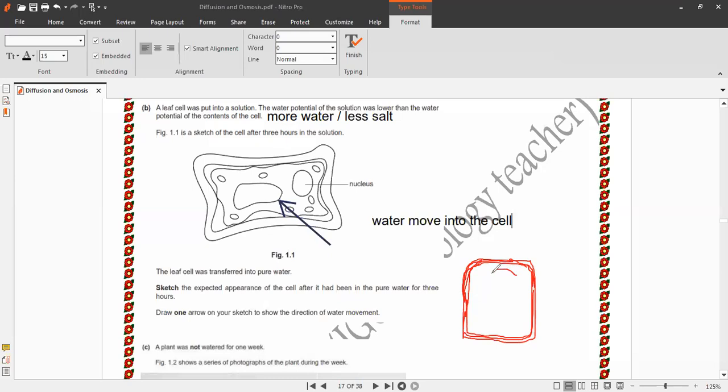The vacuole increases in its size. Then the first one, here, this nucleus. Okay.